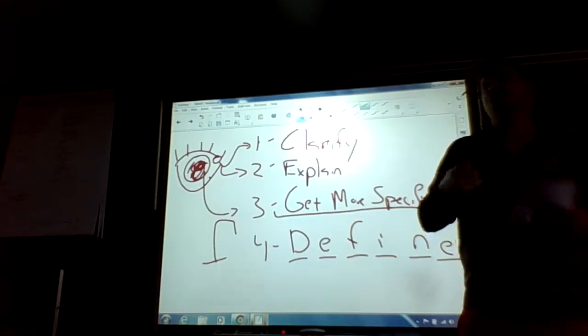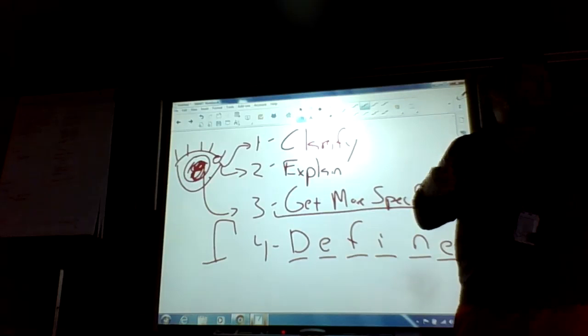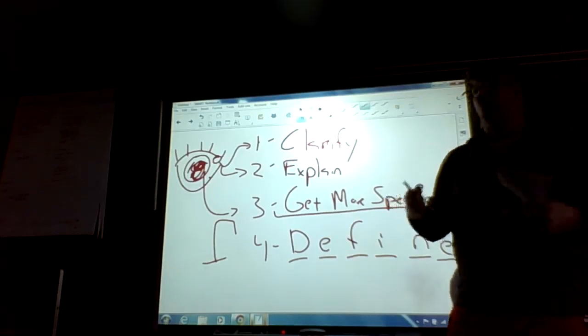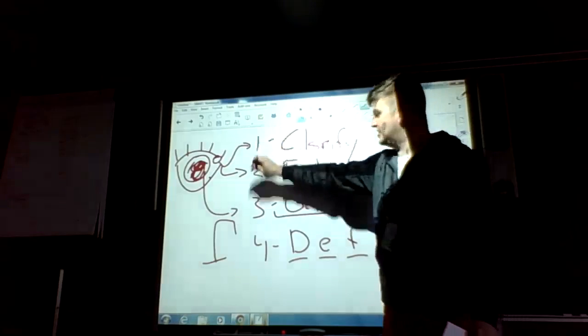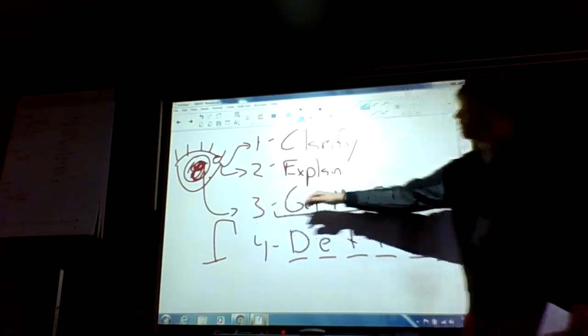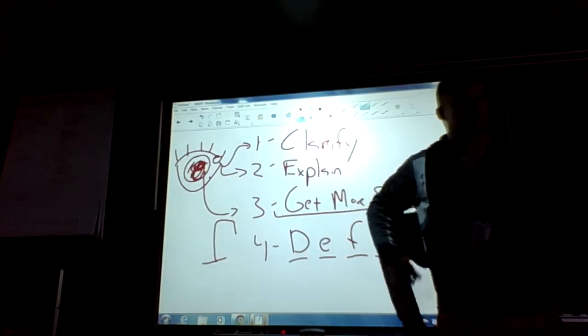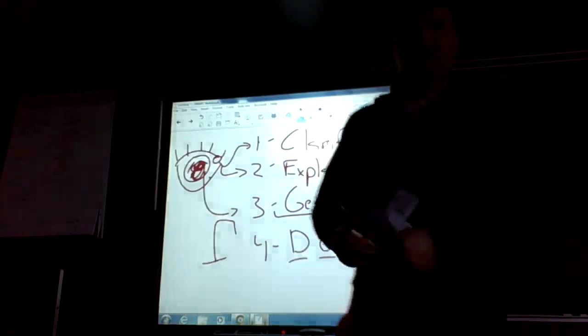You know, your text lingo, whatever you guys are into, you could write about gardening. Okay? So figure out what you want to write about and then craft these four sentences. Your first one needs to clarify, second, explain, third, get more specific, fourth, define. Got it? All right. Ready, set, go.